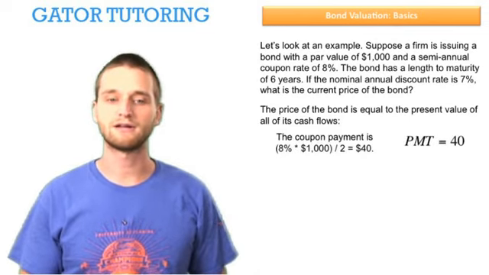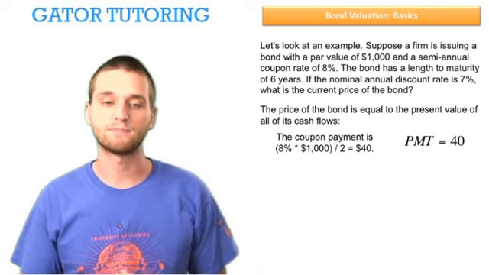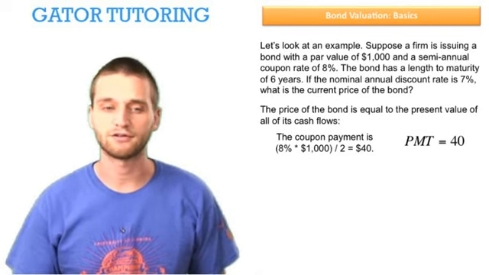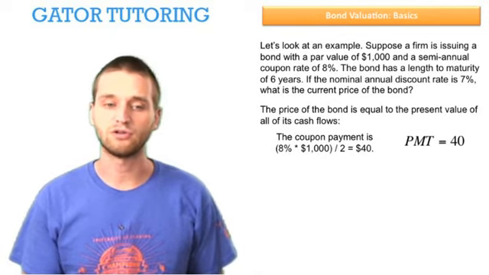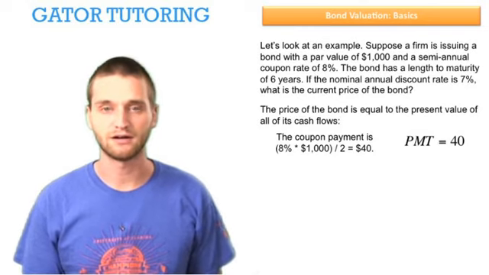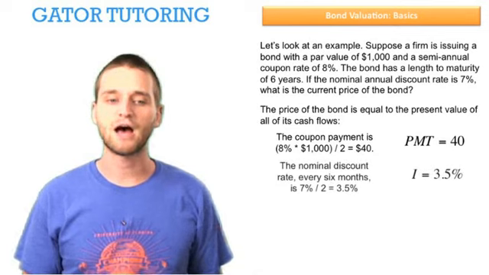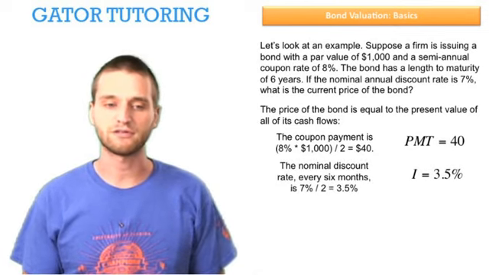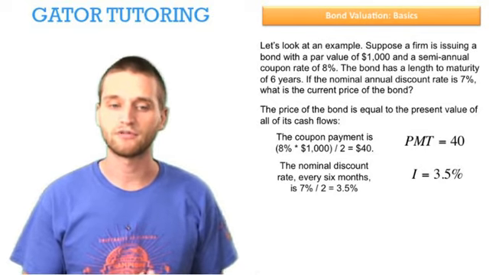The coupon payment, remember, is the coupon rate, which in this case is 8%, times the par value of the bond, which is $1,000. And since the coupons are semi-annual, we can divide those by 2, and we find that every 6 months a coupon payment of $40 is made. So we enter that in for our payment function. The nominal discount rate every 6 months is 7% given the annual divided by 2, which is 3.5%.